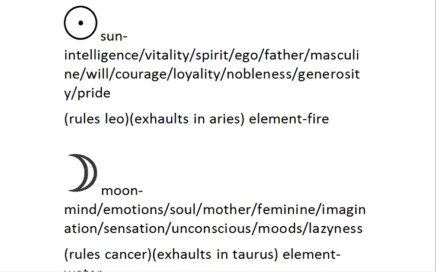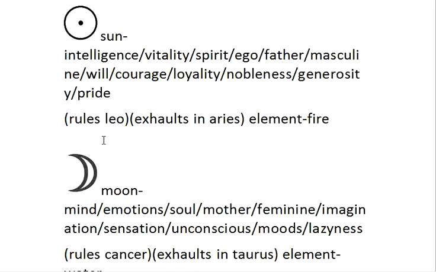Firstly, I would like to show you how to find out if a planet is in detriment or fall yourself. How you do this is, for instance, the Sun rules Leo, so it is in detriment in the sign opposite it on the zodiac wheel. Opposite Leo on the zodiac wheel always is Aquarius. So the Sun doesn't like being in that sign. That's what detriment means, and fall.